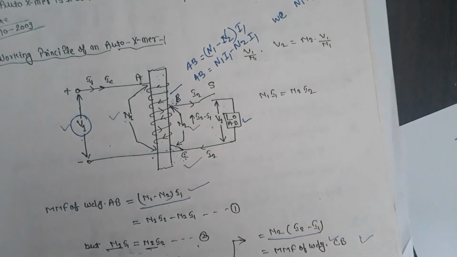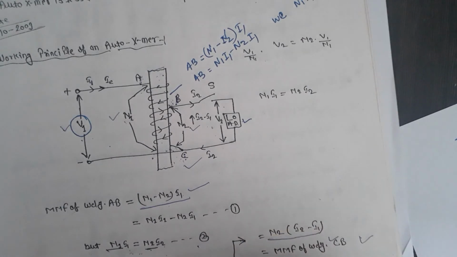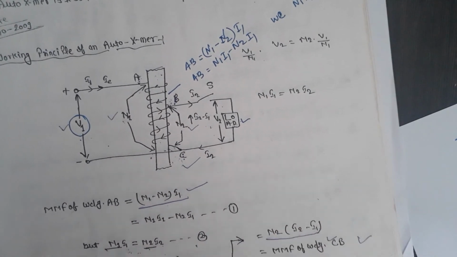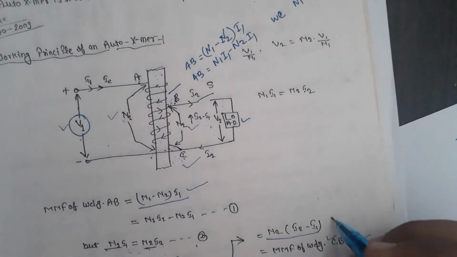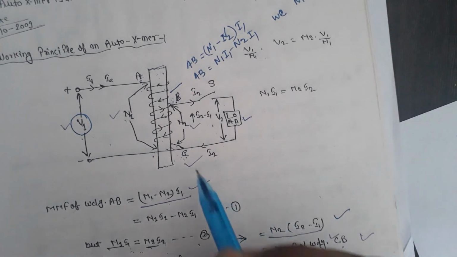This equation can be replaced by this equation. That means N2 I2 is equal to the MMF of the winding CB. CB means C and B.